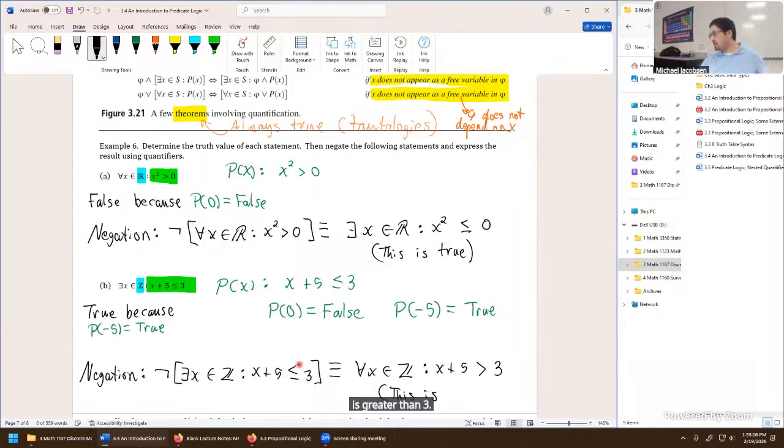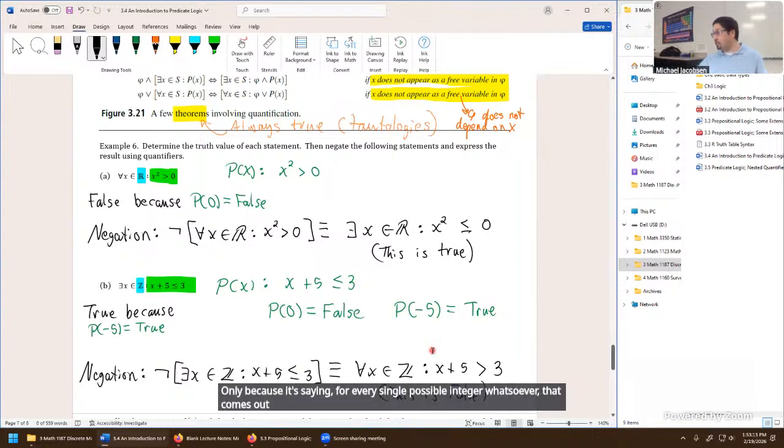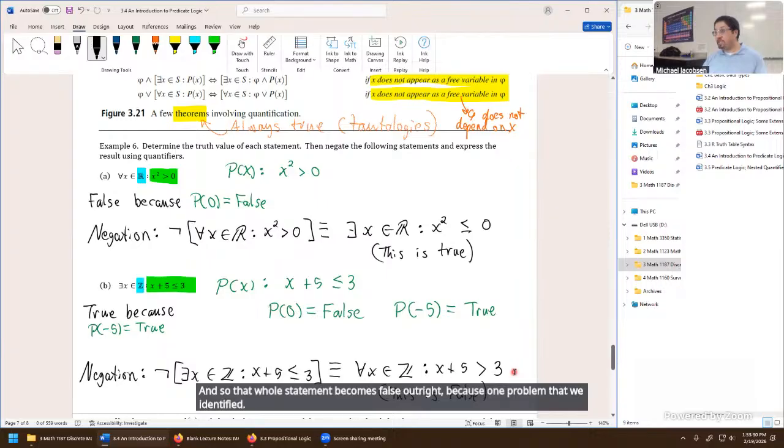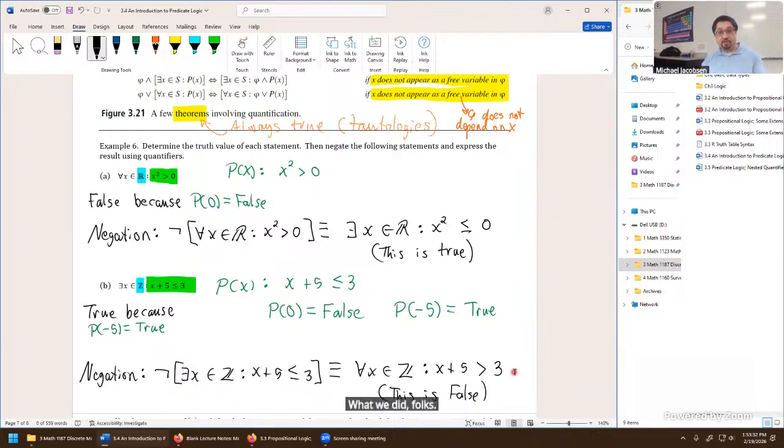And this is false, only because it's saying that for every single possible integer whatsoever, that comes out as true, and it doesn't work for, say, -5. Once again, plug in -5, you would have the statement 0 is greater than 3, and so that whole statement becomes false outright, because of one problem that we identified. What we did, folks, that's the major content with quantifiers so far. Any questions or comments at the moment getting through these?